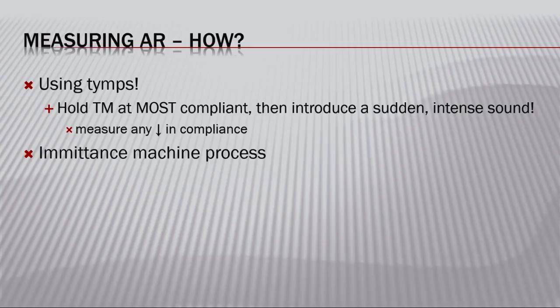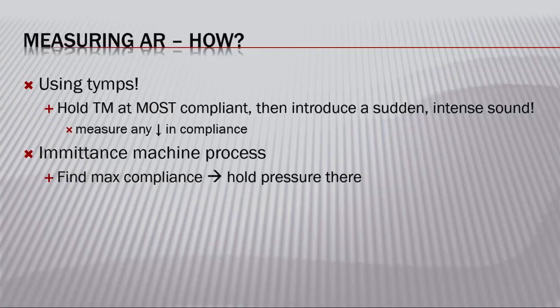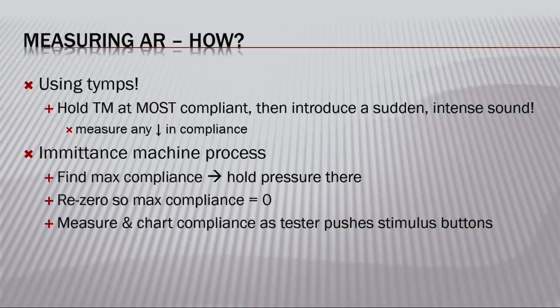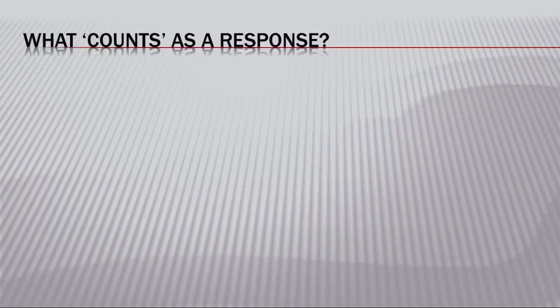It's done through the emittance machine. So this is all done automatically: the tympanometer is going to find the pressure for peak compliance through tympanometry, and then hold it there and introduce a sudden sound when you present intensity. And then the tympanometer is also going to measure and chart compliance as you push the stimulus buttons.